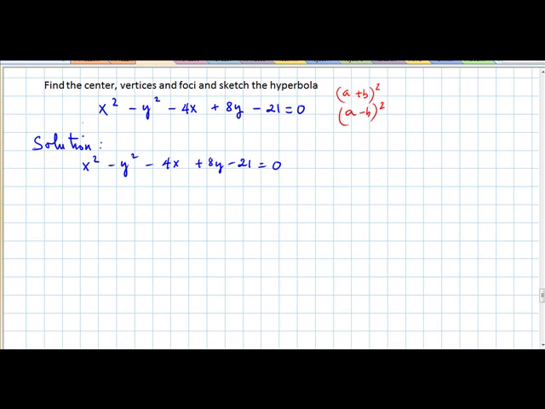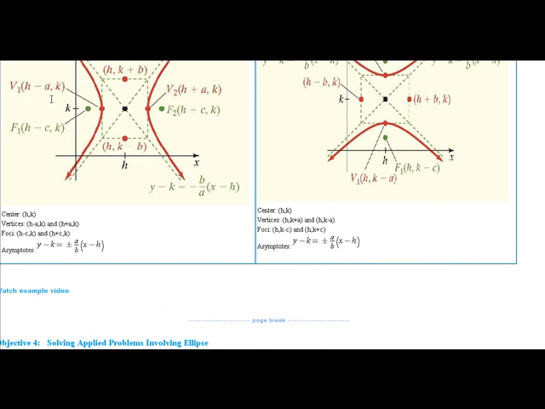In this example, I'm going to show you how to find the center, vertex, and the focus, and sketch the hyperbola. Here's our problem, written in the general form of the hyperbola. So our goal is to rewrite this into the standard form, which we learned from the notes.